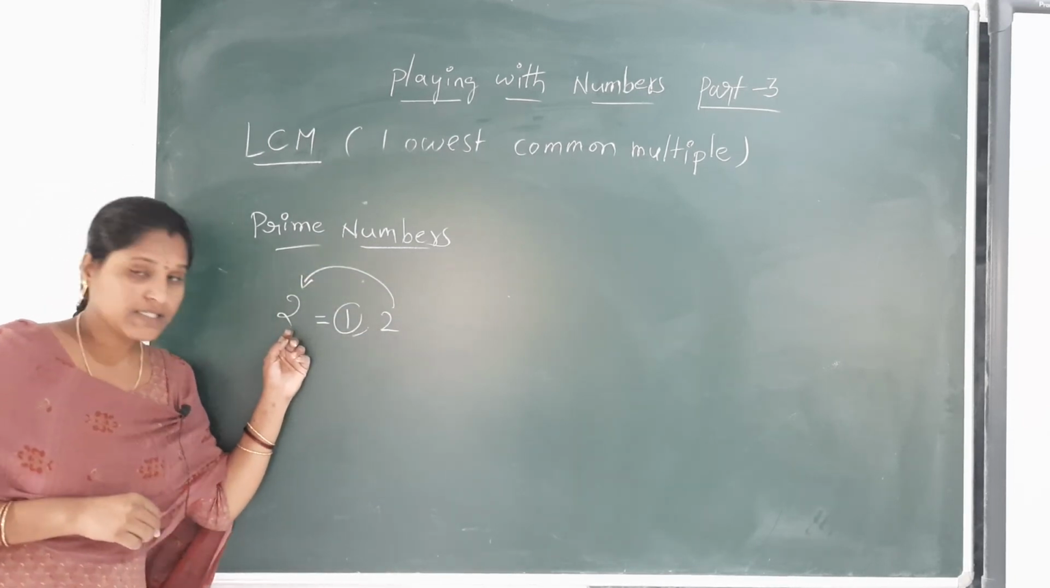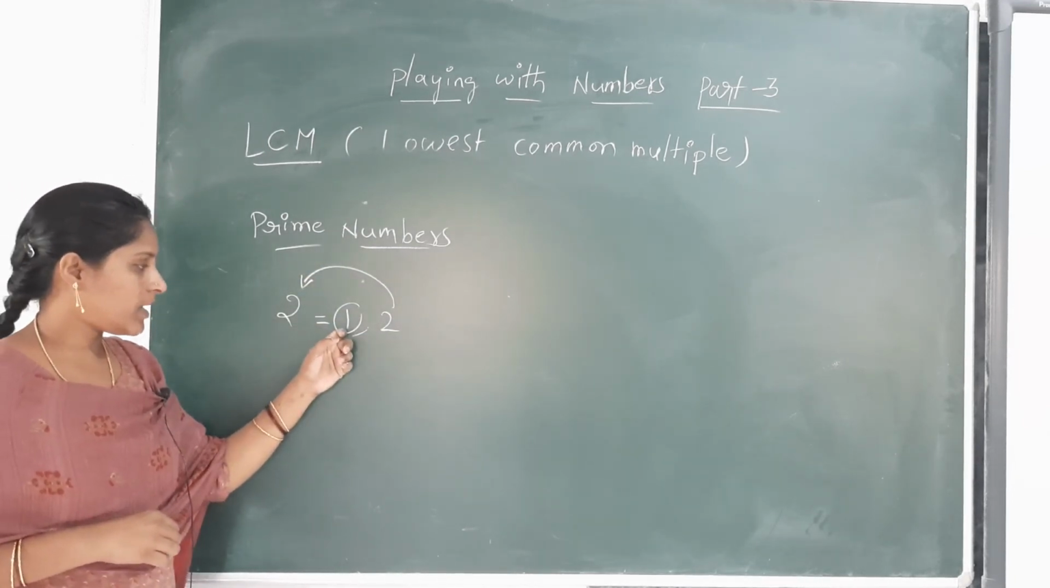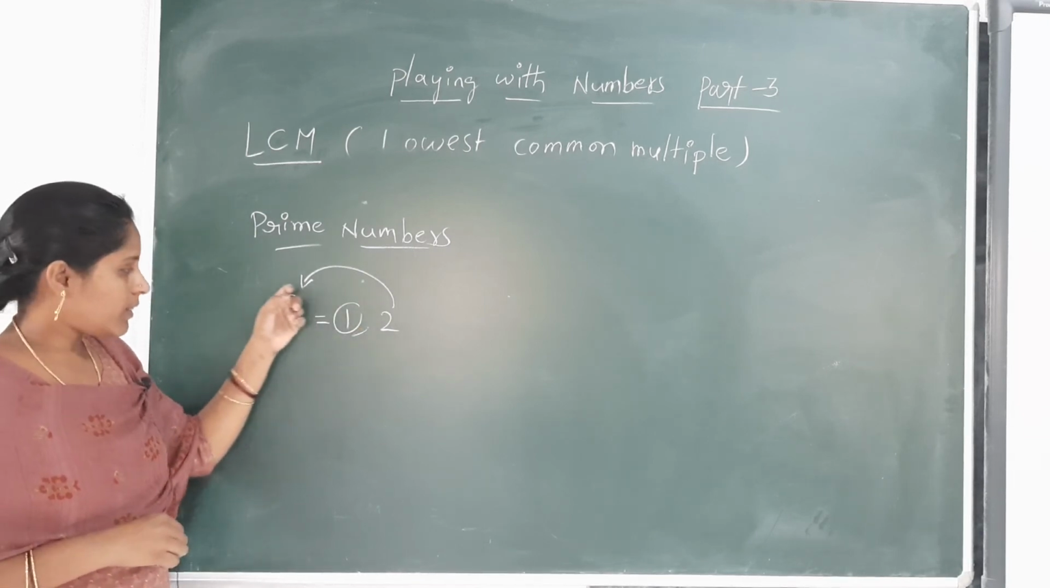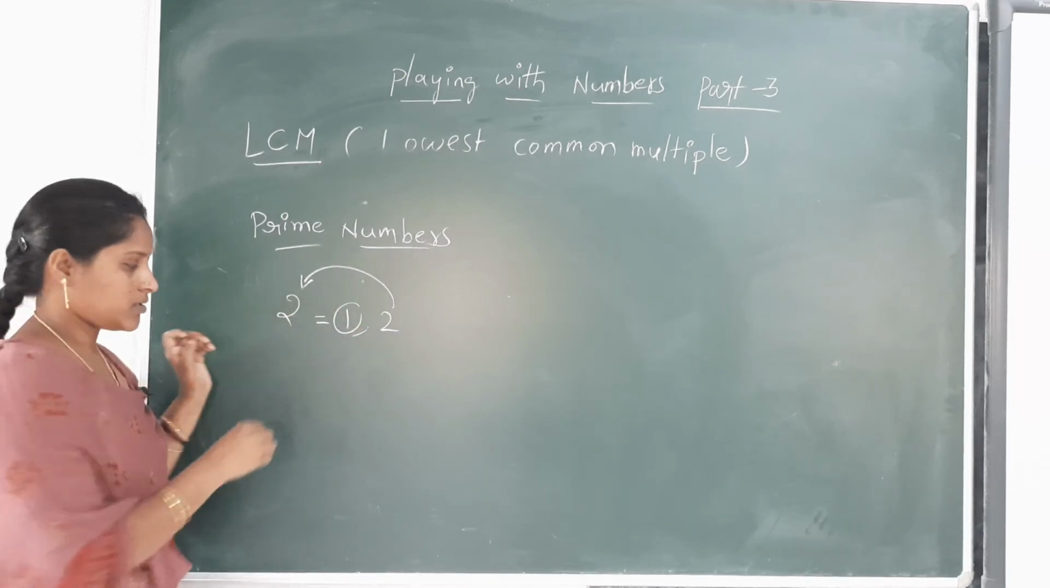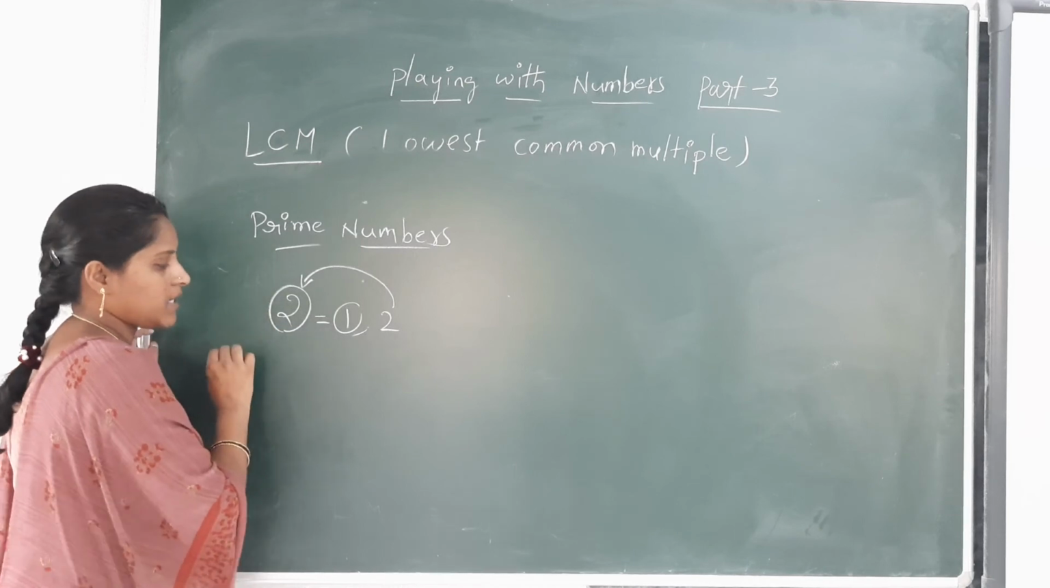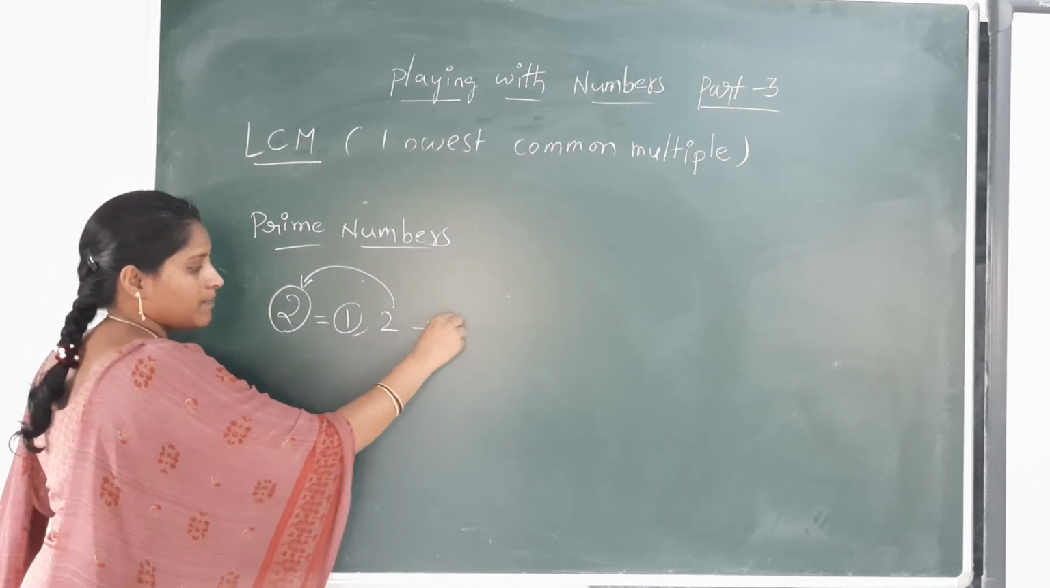A number which has only 2 factors, 1 and itself, we can call a prime number. So 2 is a prime number here.